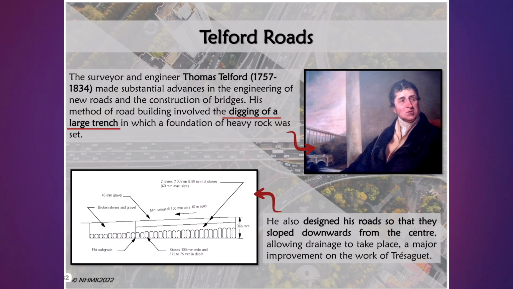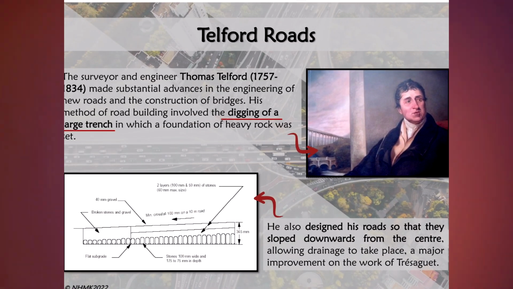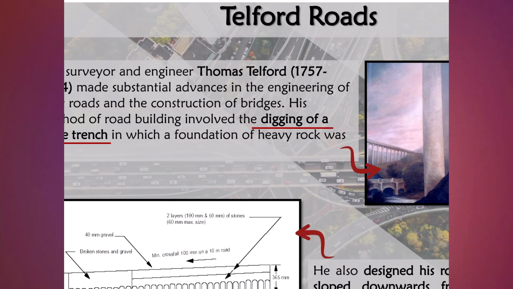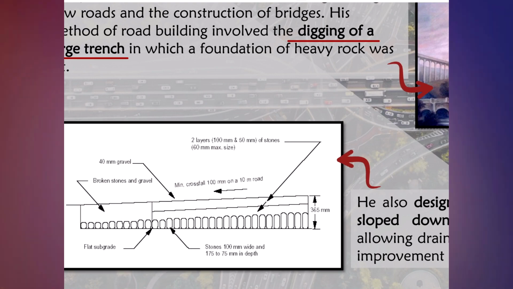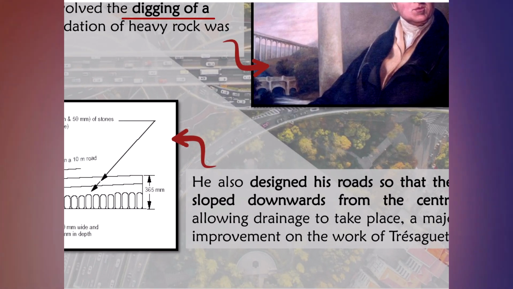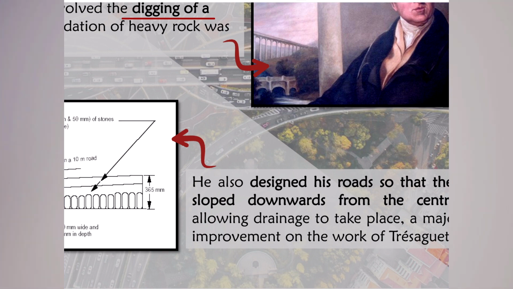Now let's look at Telford roads. So this is Thomas Telford, who lived from 1757 to 1834. He made substantial advances in the engineering of new roads and the construction of bridges. His method of road building involved the digging of a large trench in which a foundation of heavy rock was set, as you can see in the diagram. Thomas Telford also designed his roads so that they sloped downwards from the center, which we call cambering. This allows drainage to take place, which is a major improvement on the work of Tresagi.